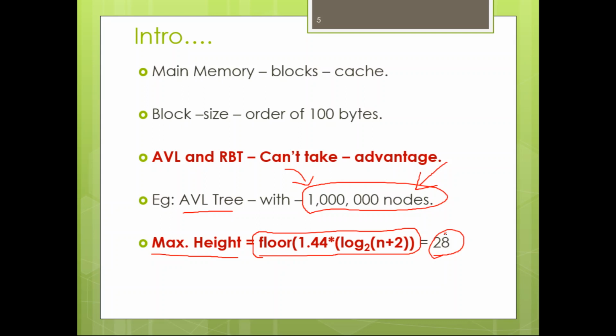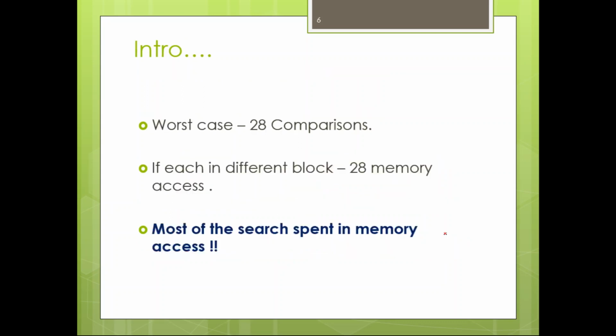So in the worst case, what happens? If you want to search for a particular key value, there will be 28 comparisons. And if the nodes in the different levels are stored in different blocks of the main memory, then there will be 28 memory accesses. It means that most of the time the processor is spending in memory access, which is not advisable.